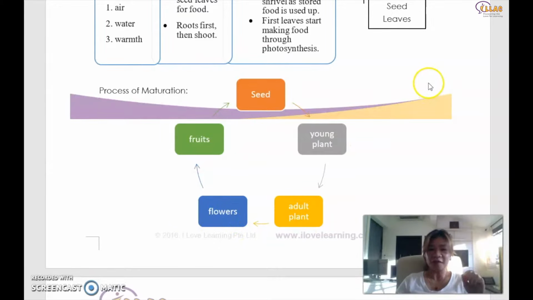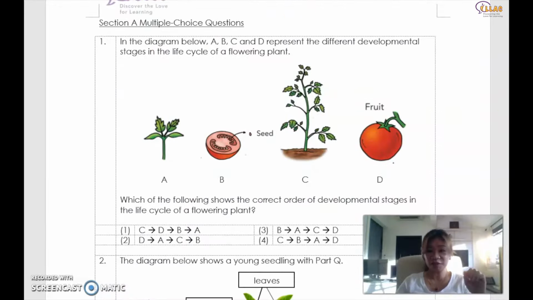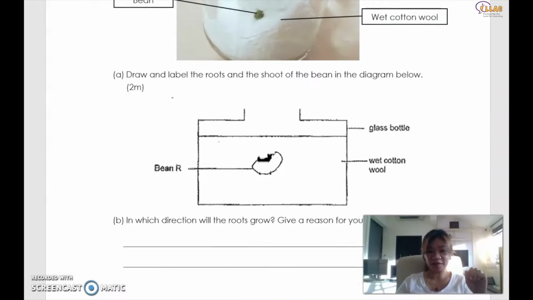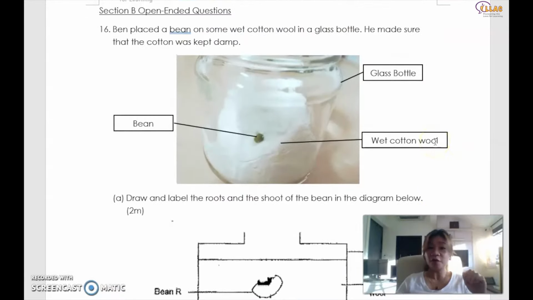Okay, so from here, let's take a look at some of the questions in section B. Okay, very common kind of question over here. Ben placed a bean on some wet cotton wool. So remember, what are the 3 items that are necessary for germination? Air, water, warmth. Okay, so there is damp wet cotton, which means water is already there. He made sure that the cotton is kept damp. Damp means wet. Okay, so wet cotton wool, so water is already there.